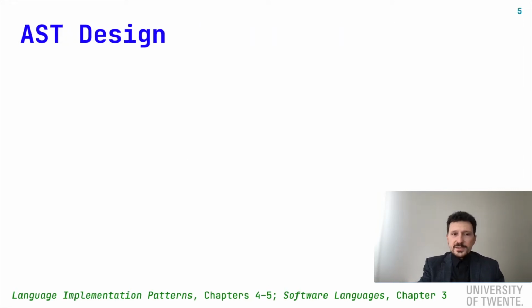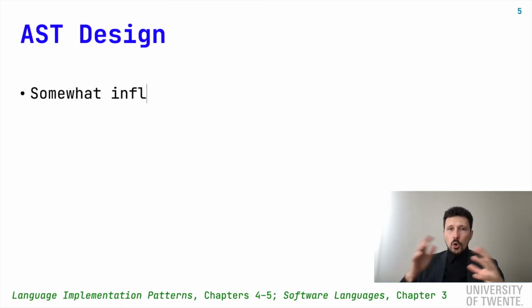And there are basically two ways to build the abstract syntax tree. But before we go to that, I just want to say that AST design is a design problem, so it needs to be approached as such.